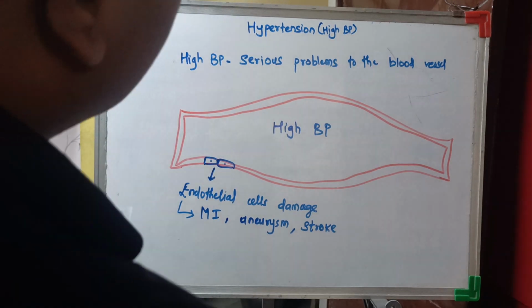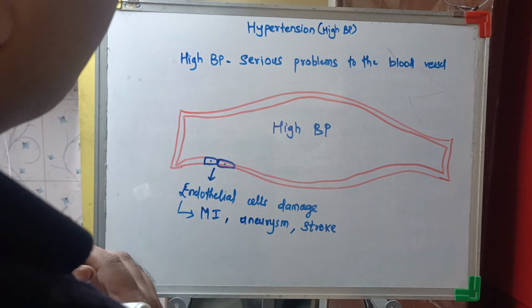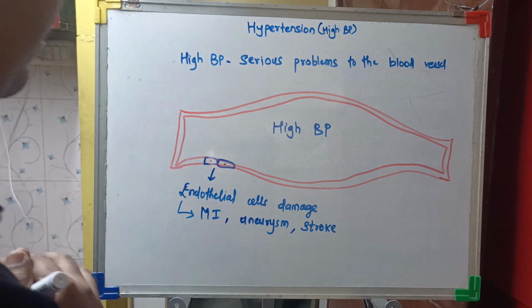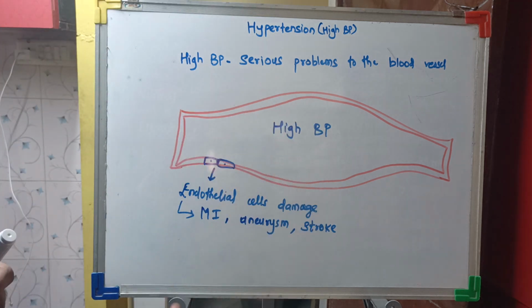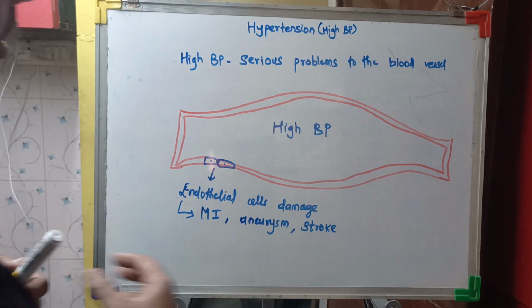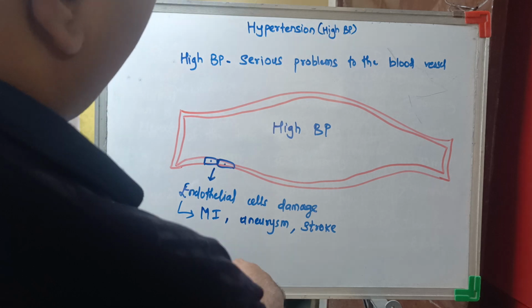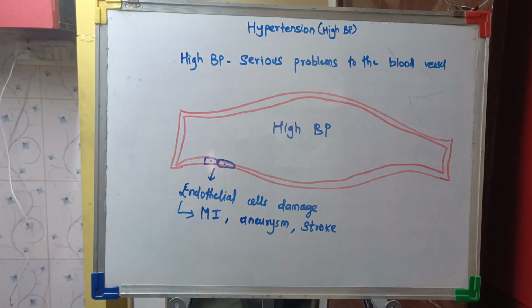High BP is a serious problem for the blood vessels. If the BP is high, it damages the endothelial lining of the blood vessels, which further leads to myocardial infarction, known as heart attack, aneurysm, and stroke. Stroke is the interruption of the blood supply to the brain.